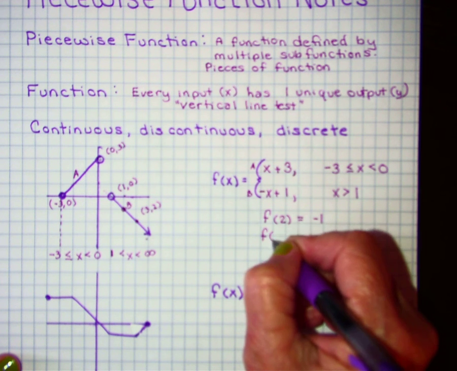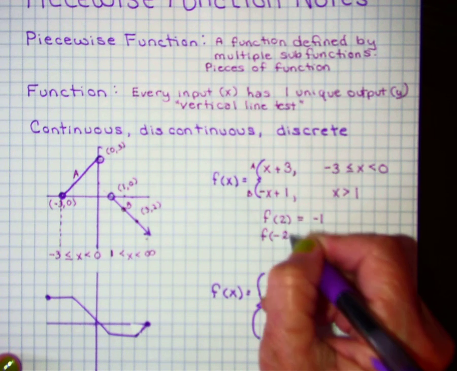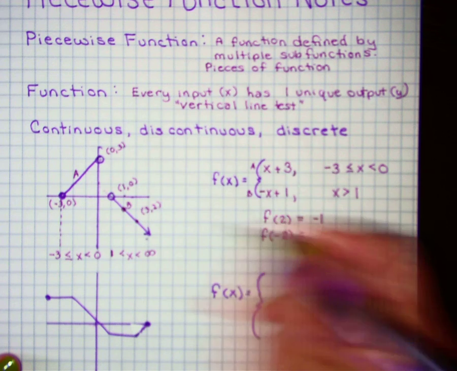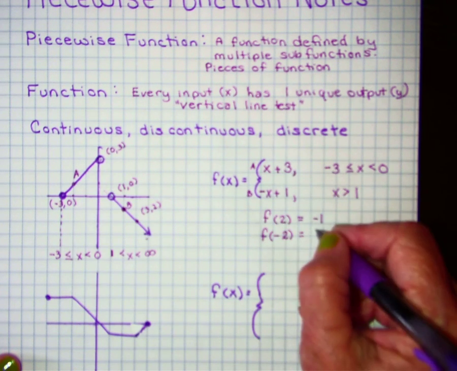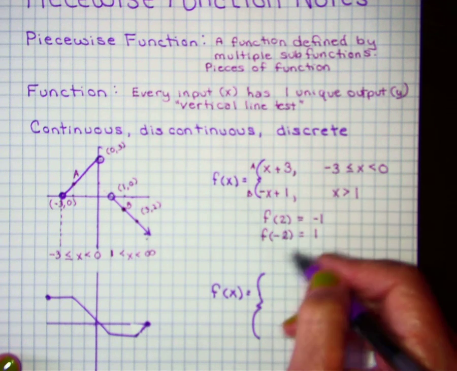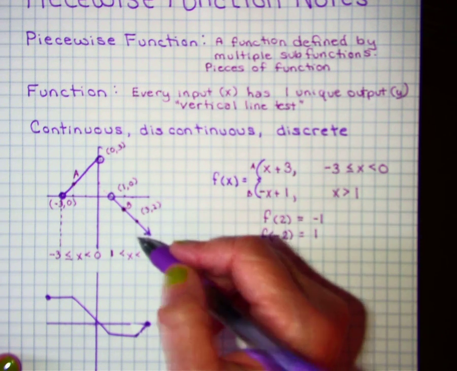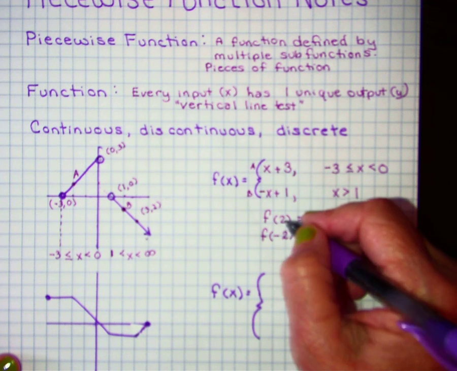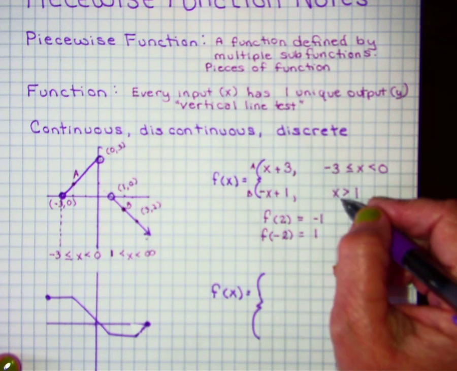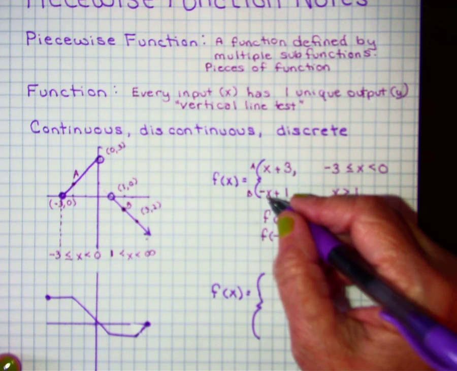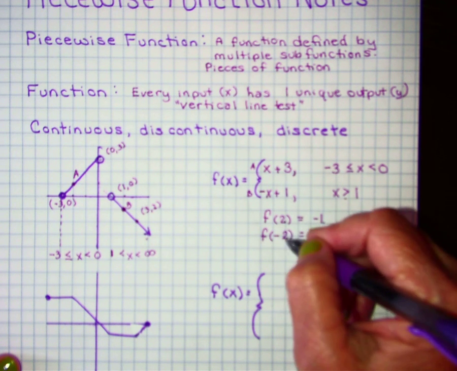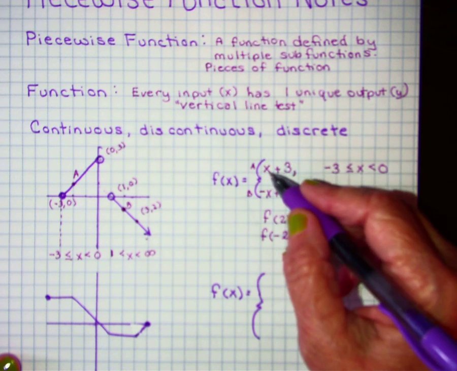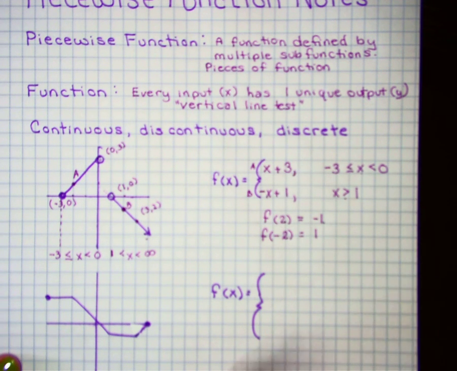f of negative 2 is going to equal, if I go back, negative 2, it's going to equal a positive 1. So to evaluate this function, I can look at the graph. I could have also said f of 2 and asked, where does 2 fall in all this? It's right here. So I'd put negative 2 plus 1, which gives me a negative 1. My negative 2 down here fits here, so I'd have negative 2 plus 3 equals 1. So I can look at it several different ways.